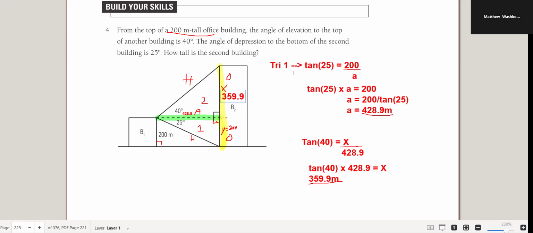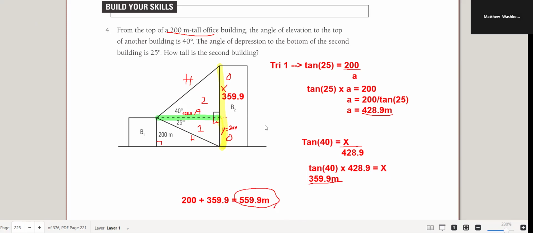No, it's not. I need to add up this 200 and 359.9. Don't do all this work to forget what the question's actually asking you. 200 plus 359.9 is equal to 559.9 meters, which is the total height of the building.